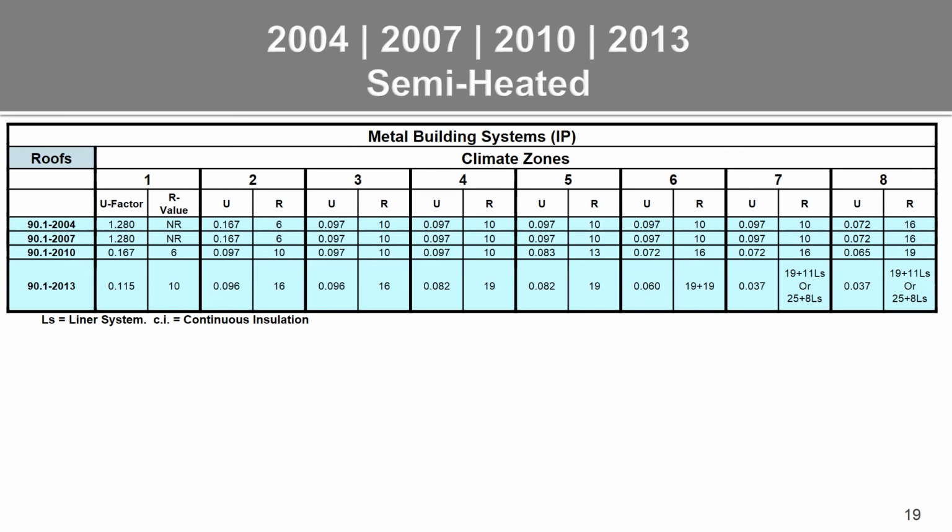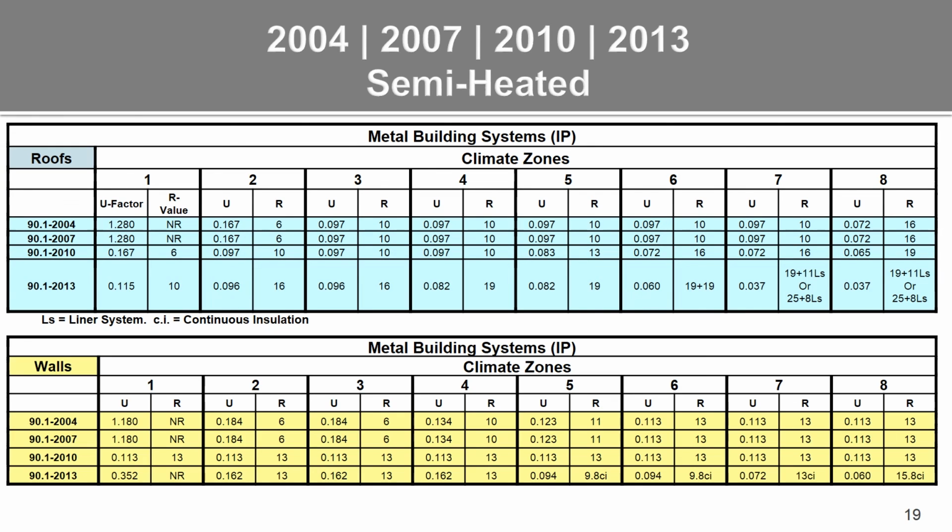In summary, the semi-heated space provisions are shown on this slide out of the prescriptive tables. And you'll see more stringent requirements when you get into the 2010 and 2013 versions. There were no changes noted for the 2016 version for semi-heated spaces as well. So what you see here is what you'll have in the most recent published version of 90.1.